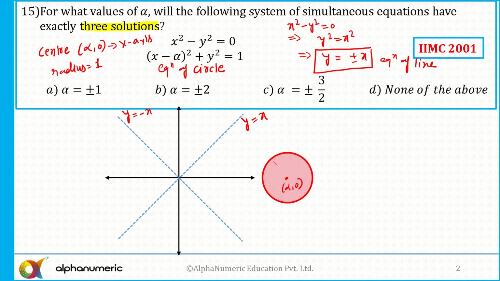And what is the condition here? The condition is that we need exactly three solutions. So where should I draw the circle? Where should the center lie on the x-axis, such that this system has exactly three solutions? So we can see it here. Alright. So let's see it here.